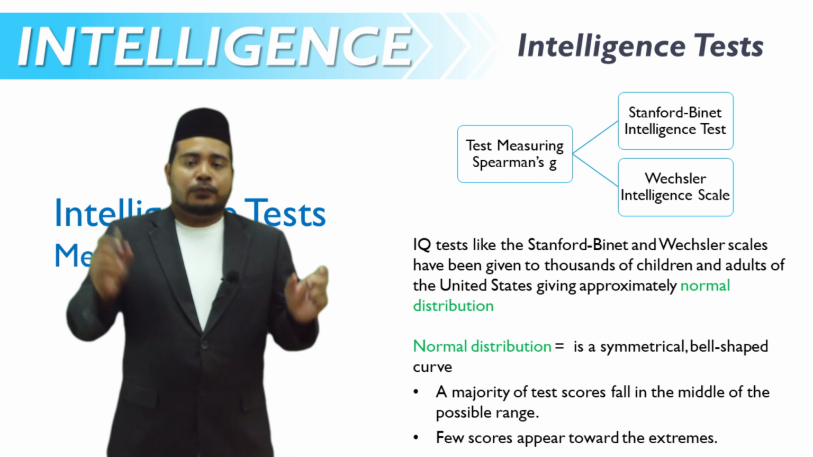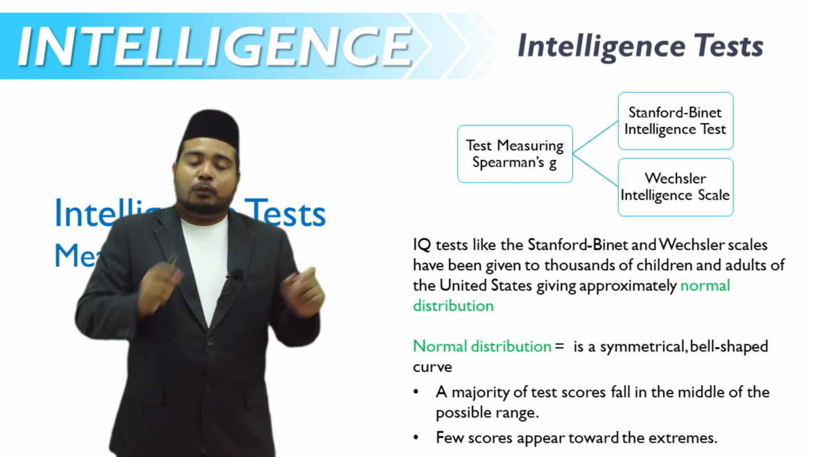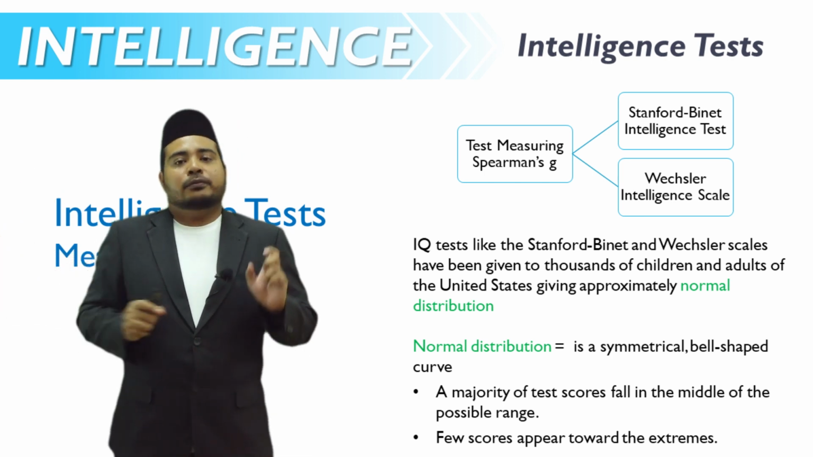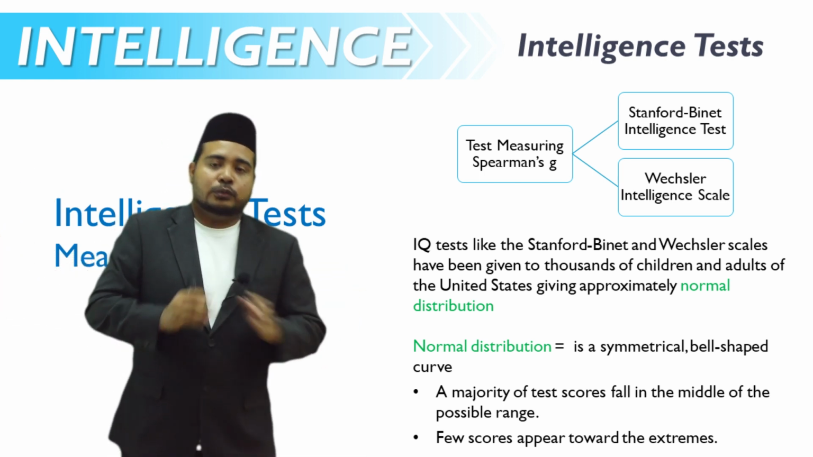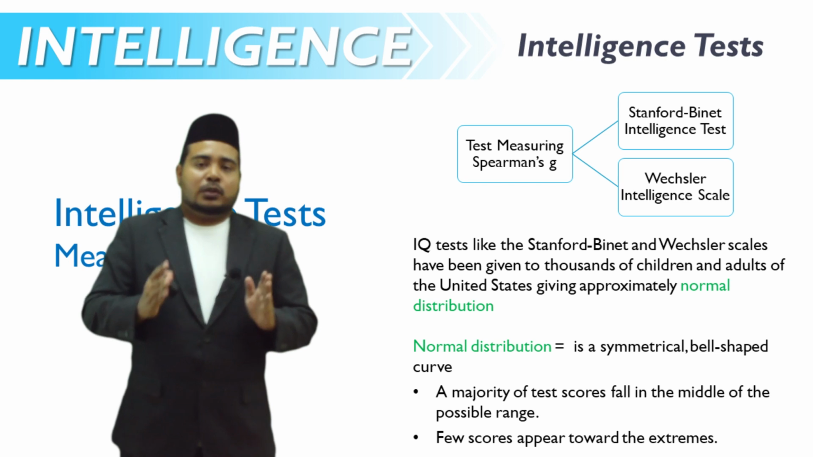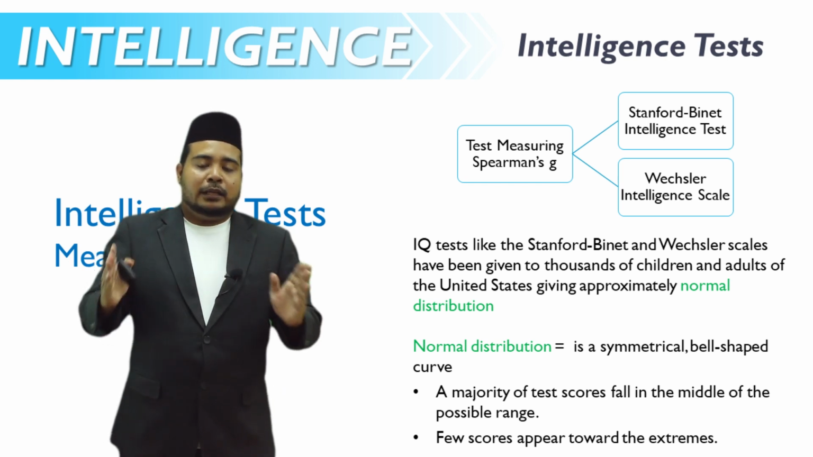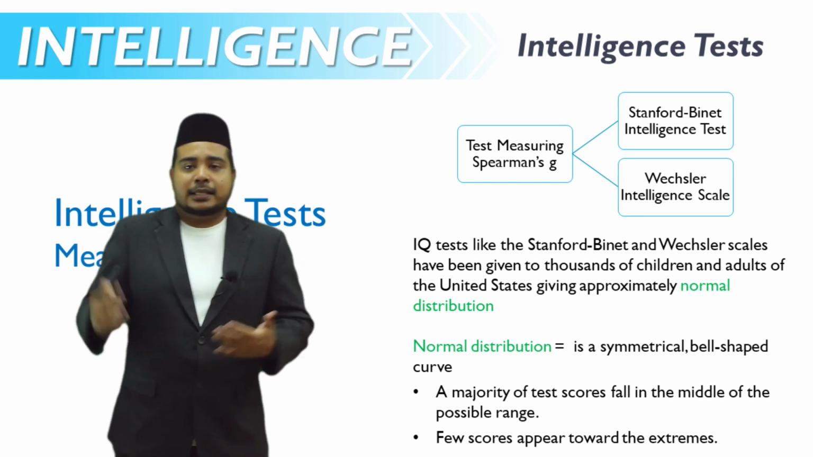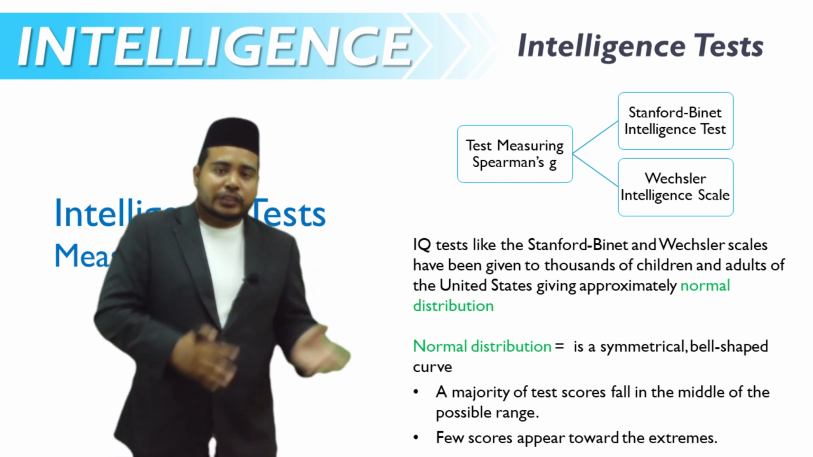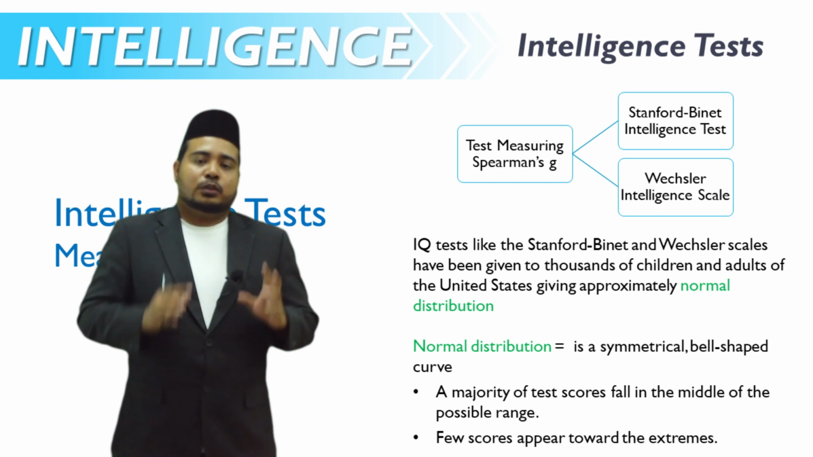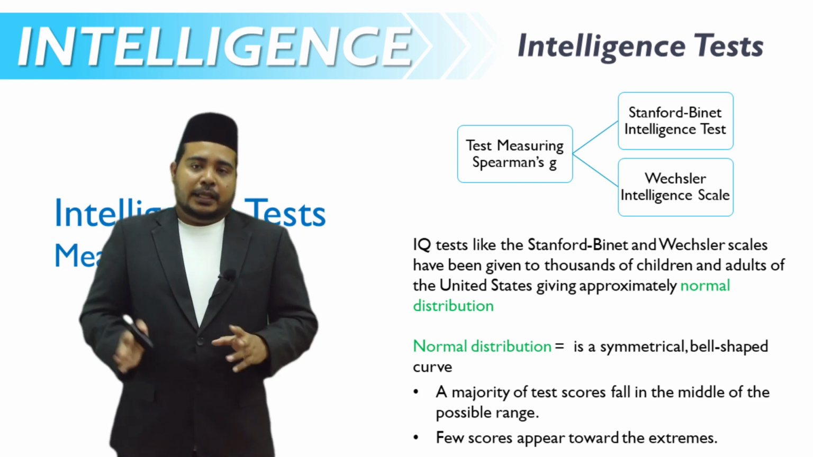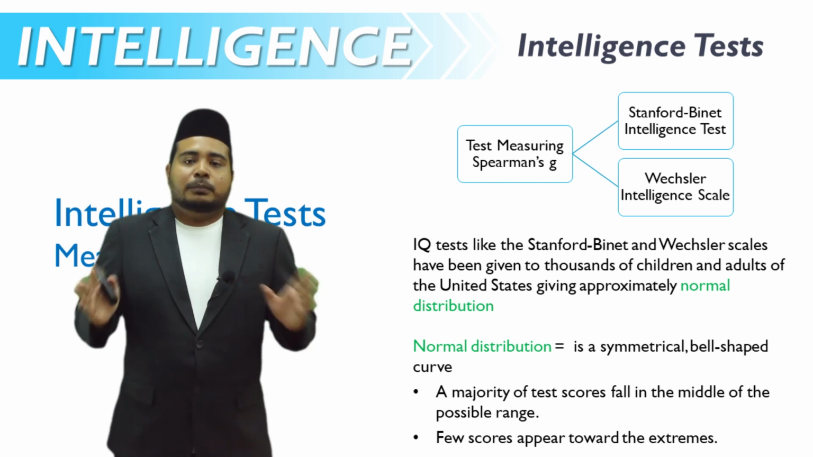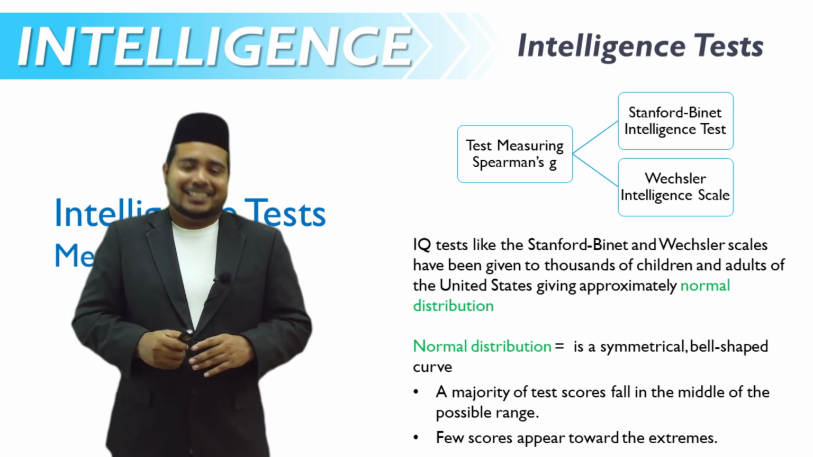Okay, very few of the people or participants who answer the intelligence test will get a very high score and very few will get a very low score. So most people will get a score in the middle range. So that's why when they asked a lot of children and adults in the United States to answer the Stanford-Binet intelligence test and Wechsler intelligence test, they got an approximately normal distribution.